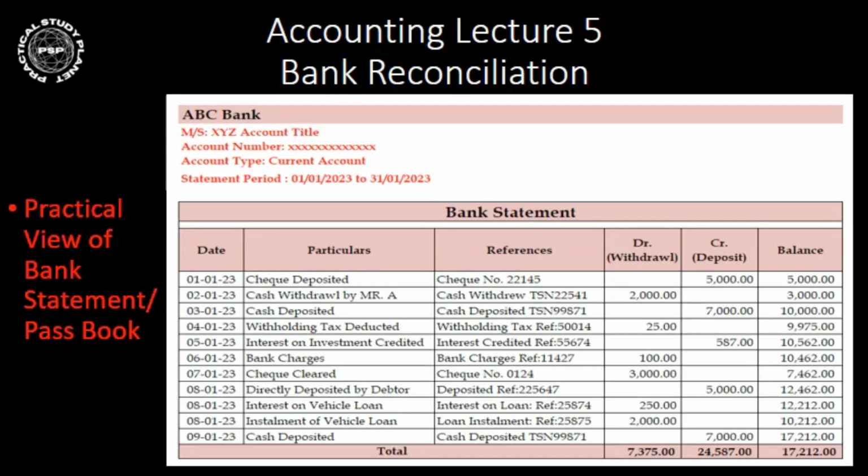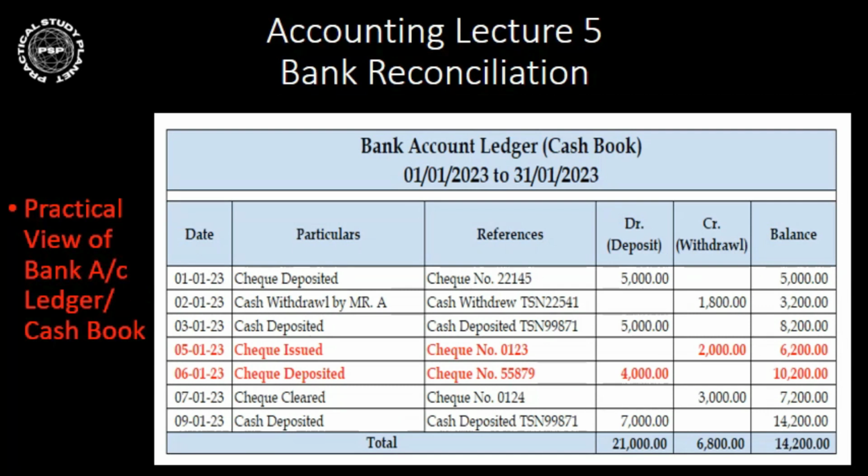Now we will see the practical view of the bank statement. This is an example. You can see there is a bank header with the bank name at the header side, with the account details. The account title, account number, account type, and the statement period will be mentioned over the bank statement, and there will be the date, particulars, references, withdrawals, debit and credit, and balance. This is the statement for the month of January, from 1st January to 31st January. This is the bank statement which is prepared by the banker, normally to issue to the company.